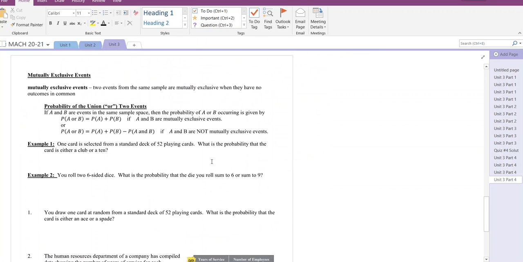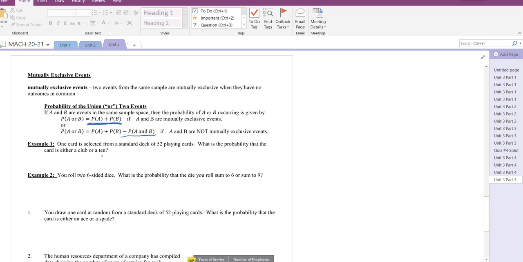All right, so mutually exclusive events. These are two events from the same sample space when they have no outcomes in common. So they're mutually exclusive if you take two events and they don't share anything. But there is something called the union of those two. If they're mutually exclusive, you just add the probabilities. But if they do share something, they're not mutually exclusive, then you have to subtract the probability of them both happening. And we'll get to that.